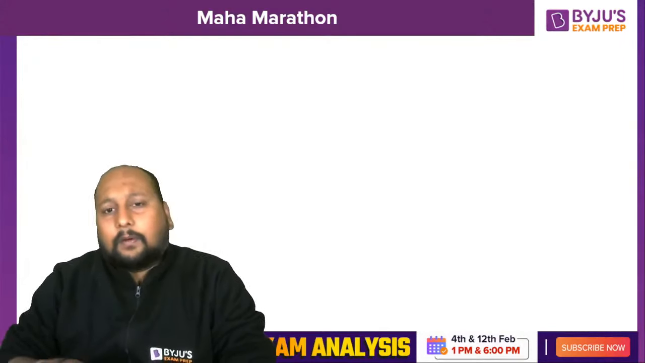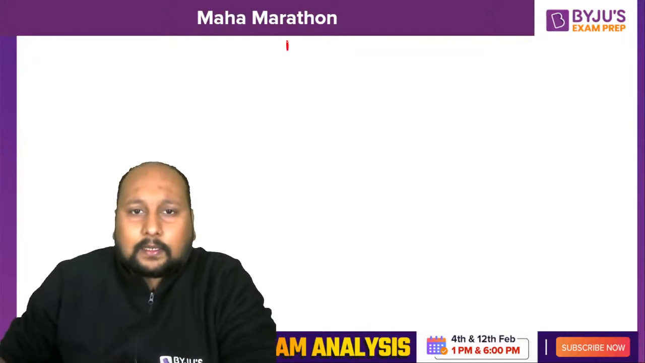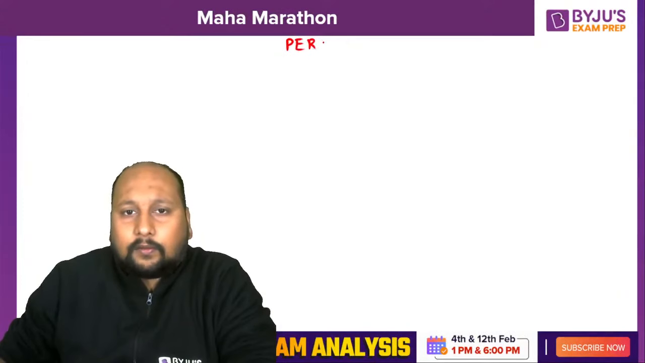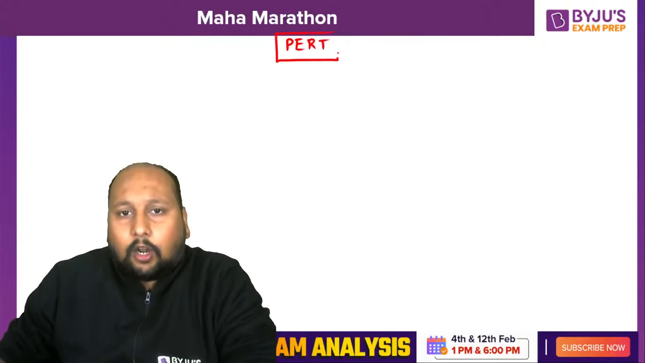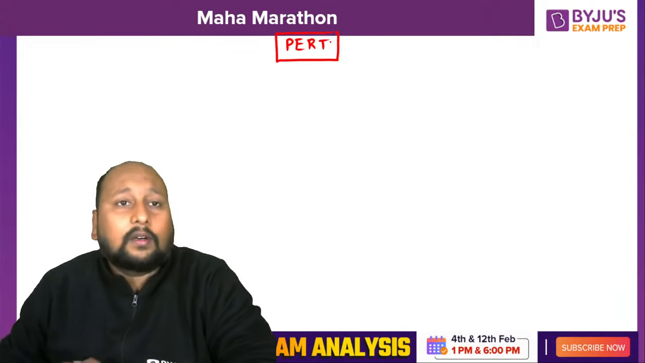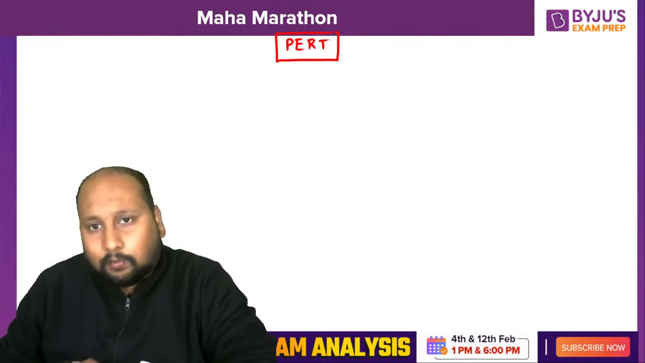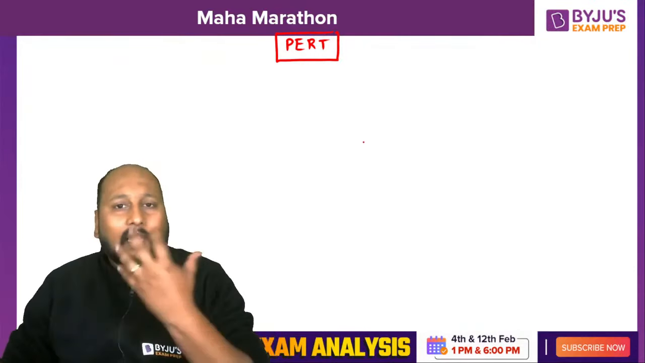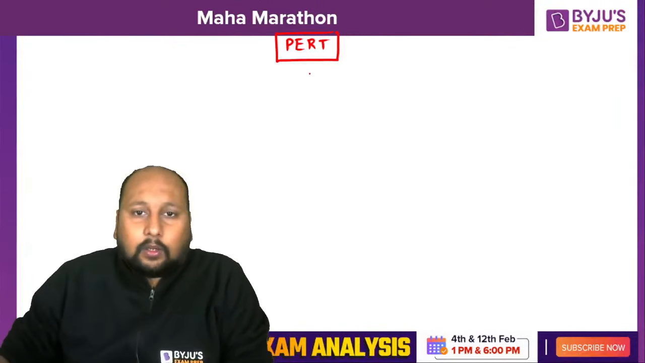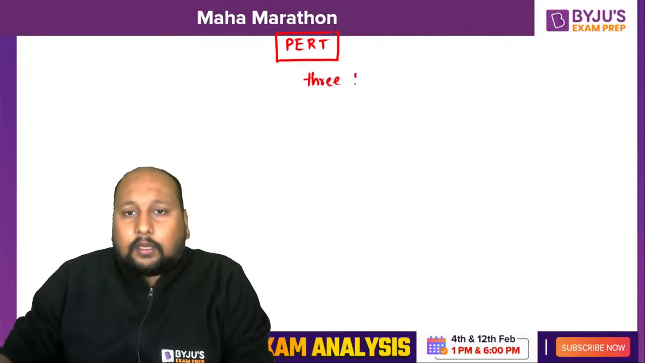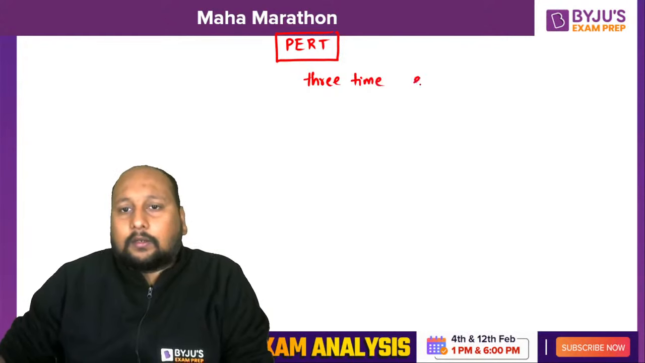So let's begin with PERT and CPM. Let us start with the PERT analysis. Now, if I talk about PERT analysis, as we know that PERT is a probabilistic model, right? So definitely for any activity, we are having 3 time estimates, right?